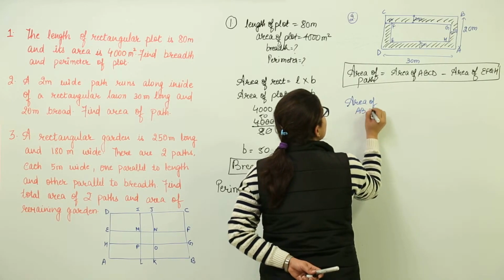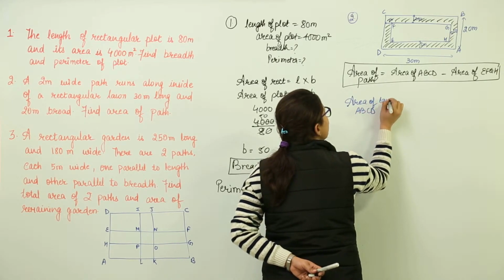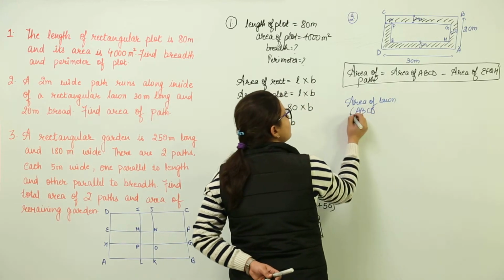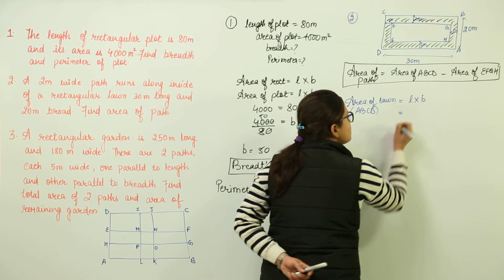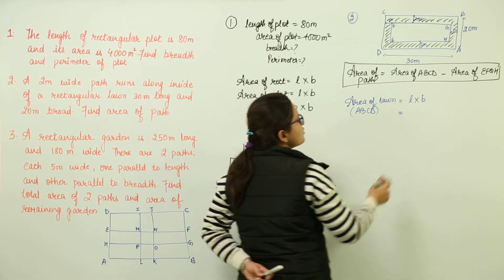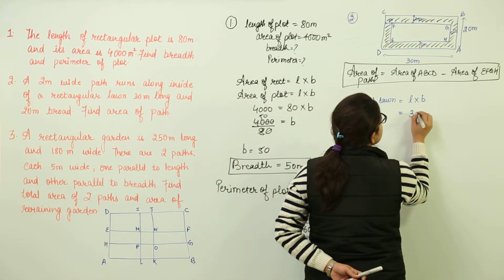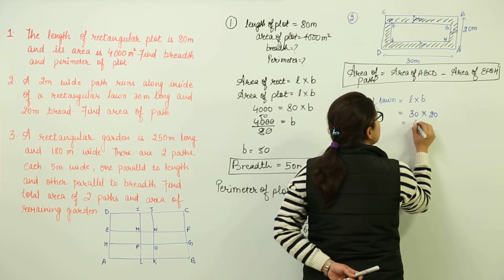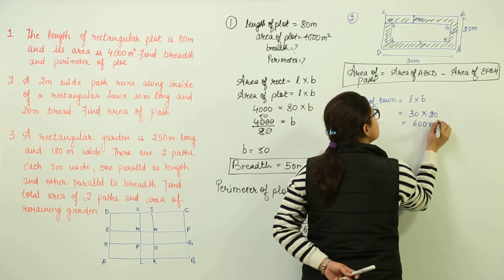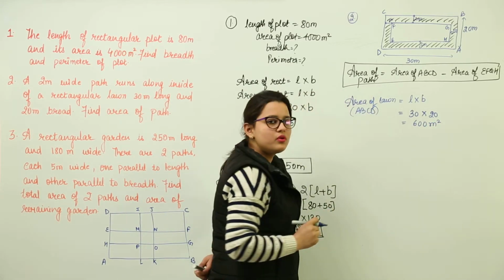ABCD, because that is representing lawn, so I am going to write area of lawn in brackets ABCD equal to length into breadth, as it was rectangular in shape. So what is the length of the lawn given to us? 30, and the breadth is given to us as 20. So we get 600 meters square as the area of lawn.